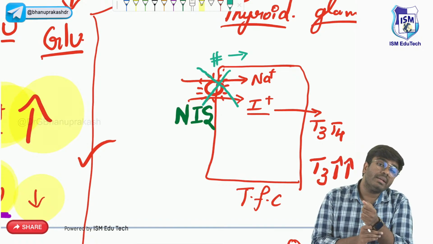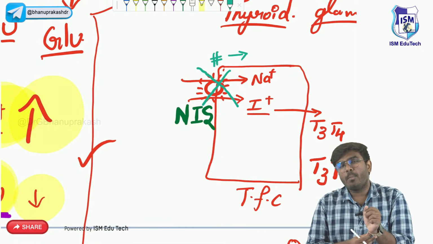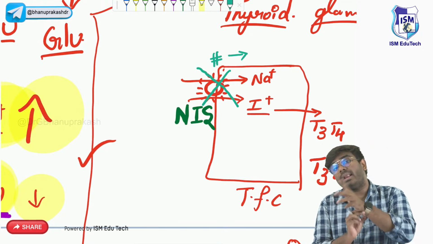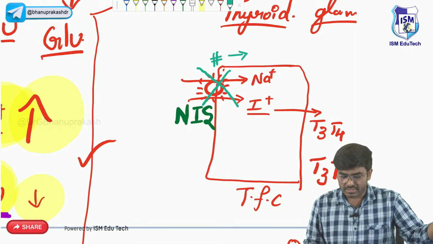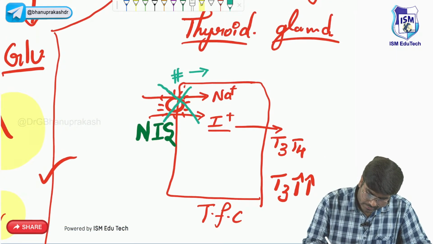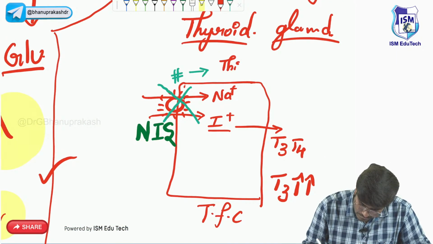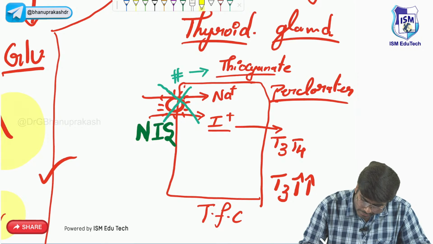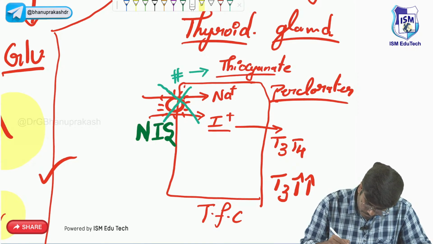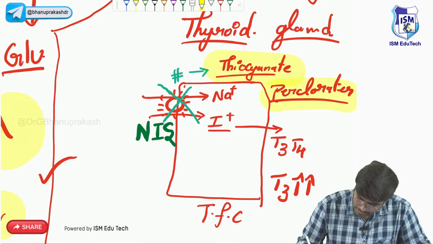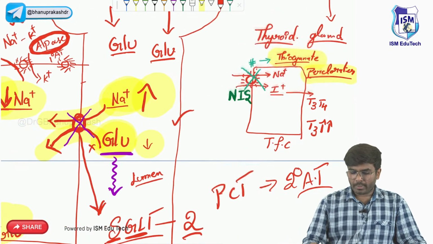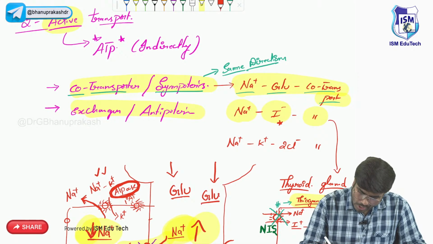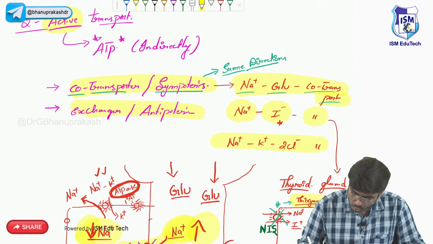Propylthiouracil inhibits the thyroid peroxidase enzyme. Propylthiouracil also inhibits the peripheral conversion. That's a totally different mechanism of action. The thiocyanates and perchlorates. Never forget thiocyanates and perchlorates. So thiocyanates and perchlorates are the drugs which will block the sodium iodide symporter. Completed. Now the last fellow, sodium potassium 2 chloride symporter.